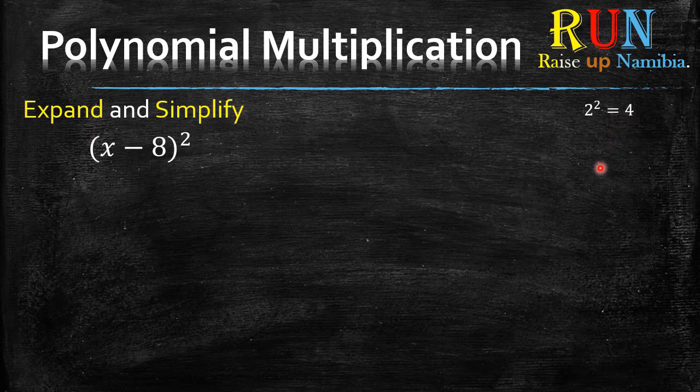Say for example you have 2 raised to the power 2. What is that equal to? It's equal to 4, isn't it? Now the small 2, which we call an index or exponent, simply means that the bigger 2 which is down below is multiplied by itself 2 times. Okay? So if you type in your calculator 2 times 2, it will also give you 4.